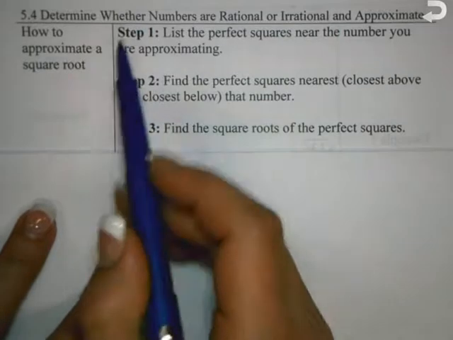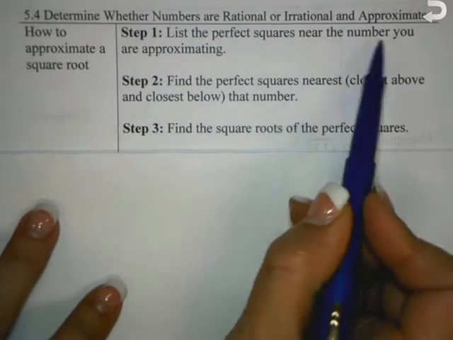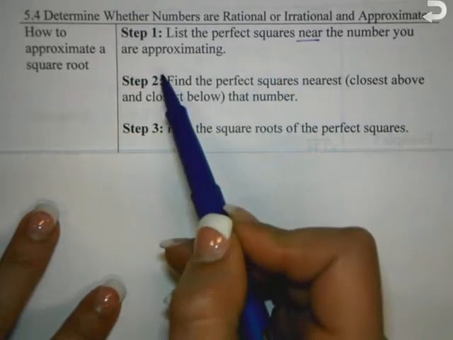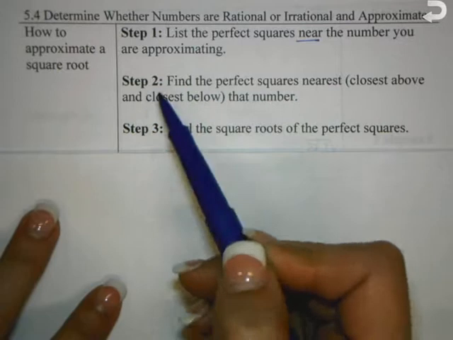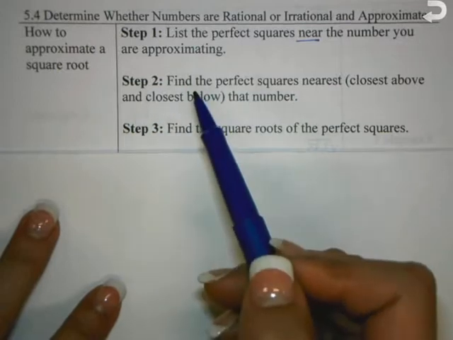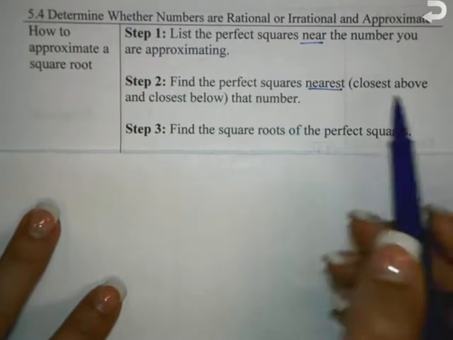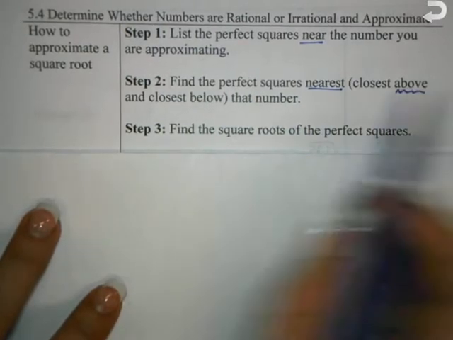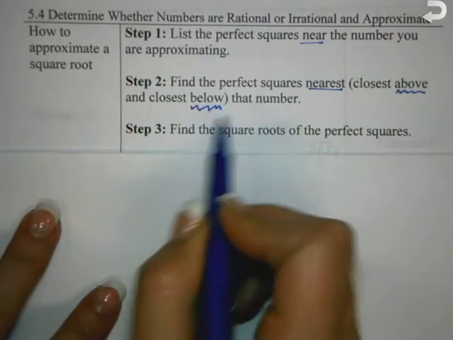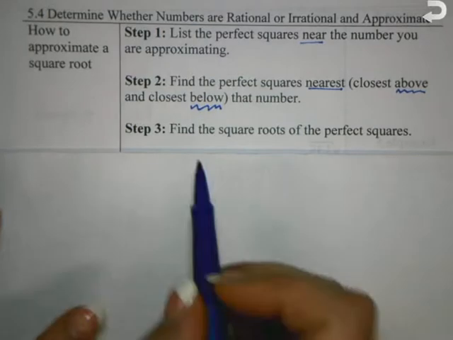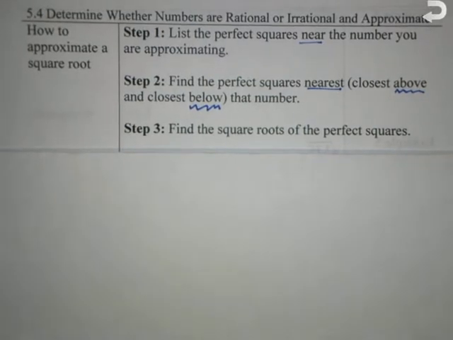Step 1. We want to list all the perfect squares that are near or close to the number we are approximating. So what we're going to do is list some first. Step 2, we need to pick the 2 perfect squares that are nearest, the closest above and the closest below the number we're trying to approximate. So we look at which one is closest that's less than, and which one is closest that's greater than. And then step 3, we find the square roots of those perfect squares, and that's going to give us our answer.